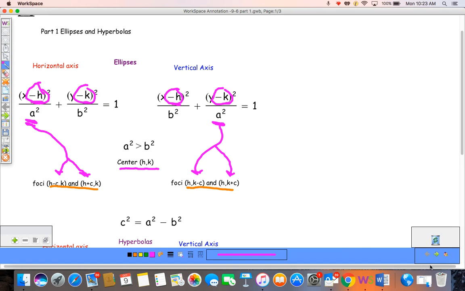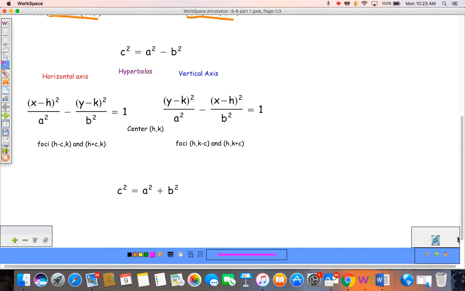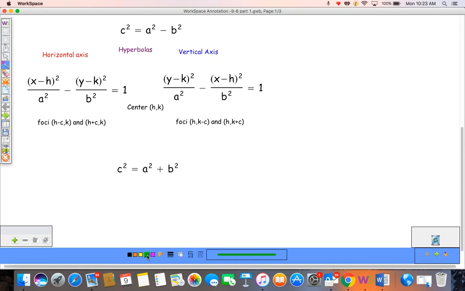So let's take a look first here at ellipses, or hyperbola, excuse me, because they're the same here, guys. Hyperbolas, we've got the same thing, same formula. You now have an h and a k. Notice once again, the h is always with the x. Notice the k is always with the y.